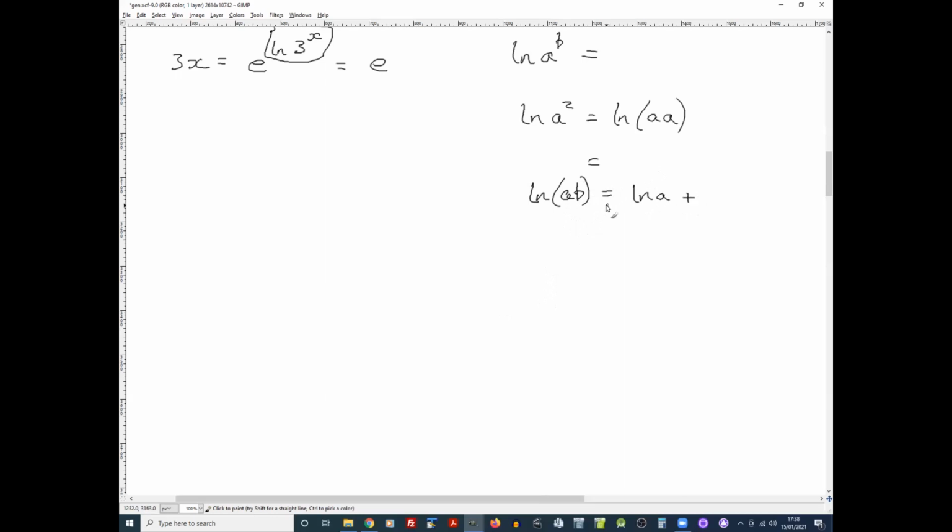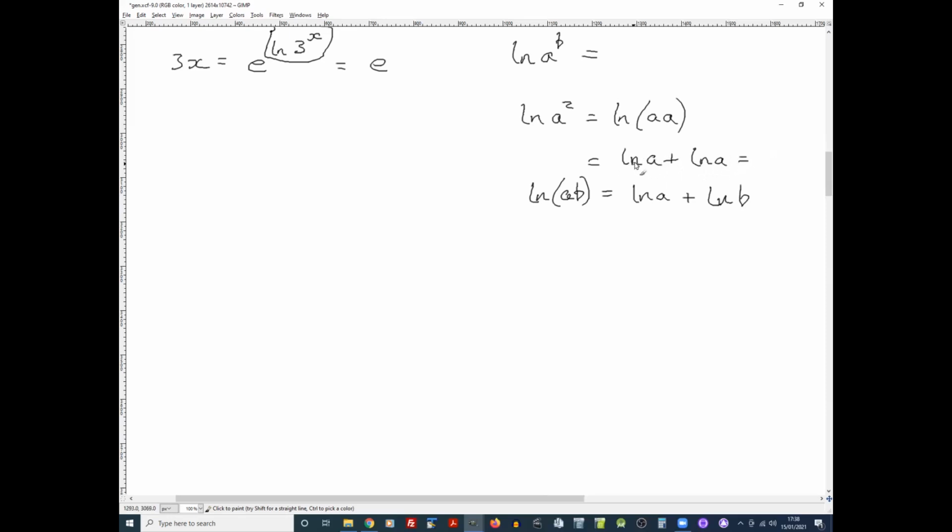The rule is log A plus log B. It's literally that. Just taking that on trust for now, we'll come back to powers another time. But in the case of log of A times A, that would expand to ln A plus ln A.